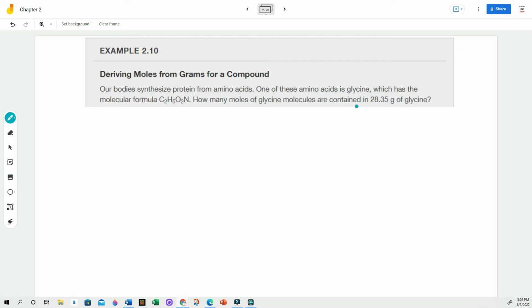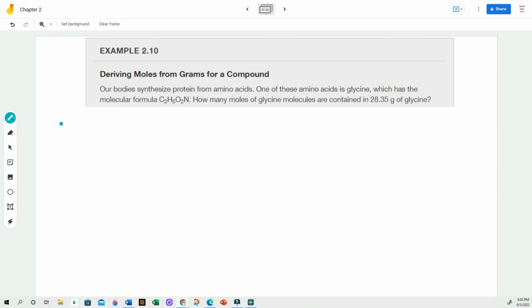Okay, so what we want to do is take these grams of glycine and convert to moles. Well, unlike elements, we cannot find the molar mass of glycine on the periodic table. We must calculate it. So that is the first thing I am going to do here: calculate my molar mass. To do that, I need the molecular formula, which is given right here. So I'm going to work left to right, starting with carbon.